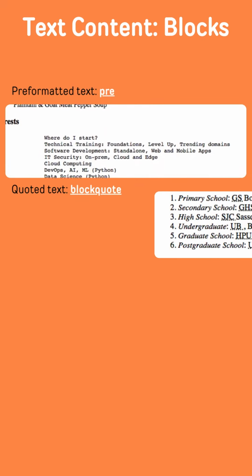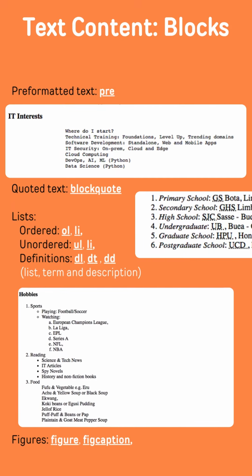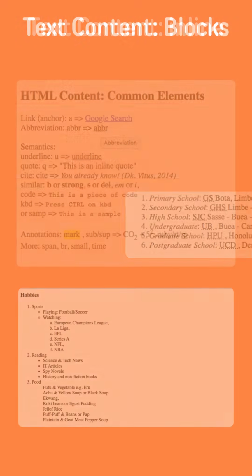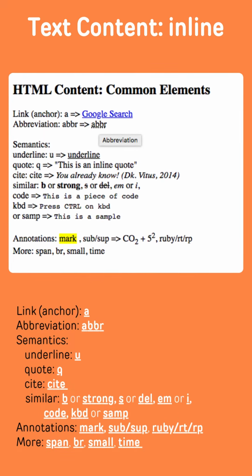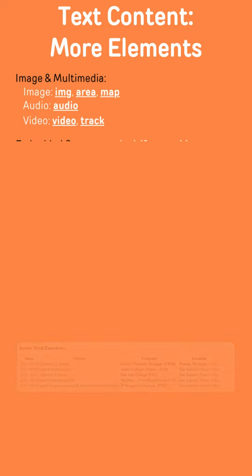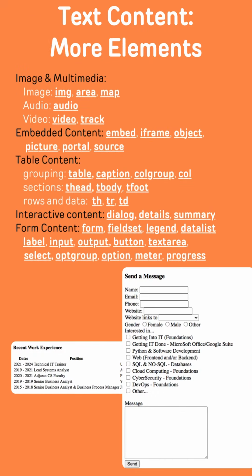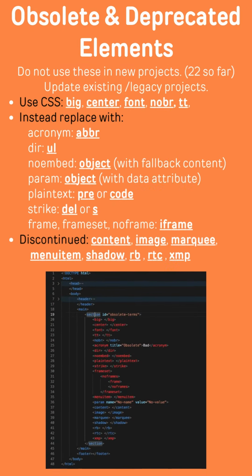Text content could be in blocks covering the entire page width, like quotes and lists, or inline spanning just part of the page width, like links, semantic elements, and annotations. More elements like images, multimedia, tables, and forms make the page pop out. Over 20 elements have been discontinued and should be replaced from all projects.